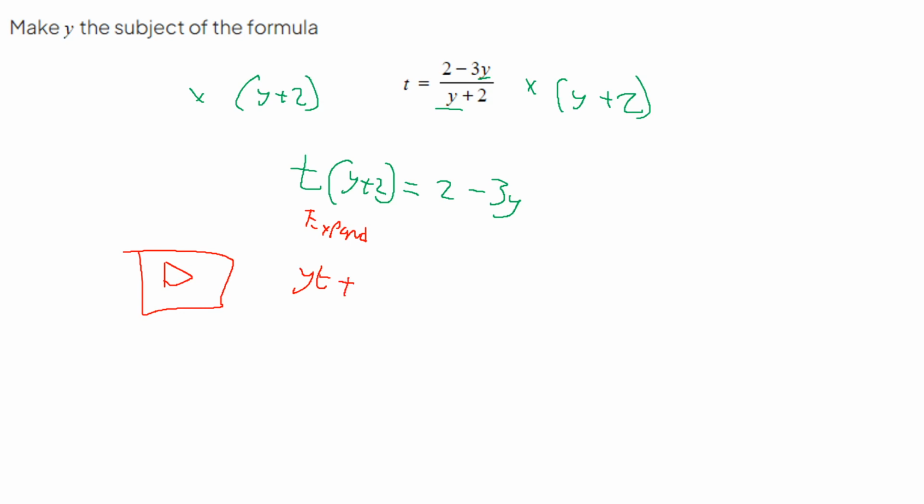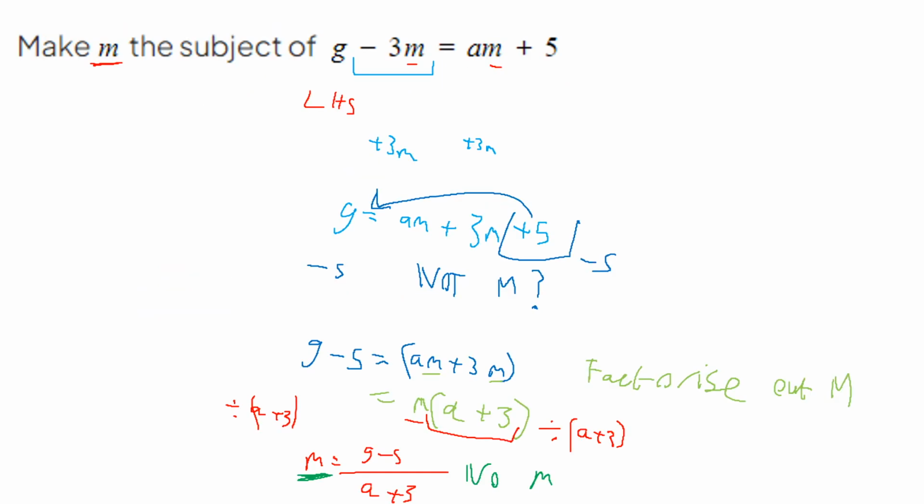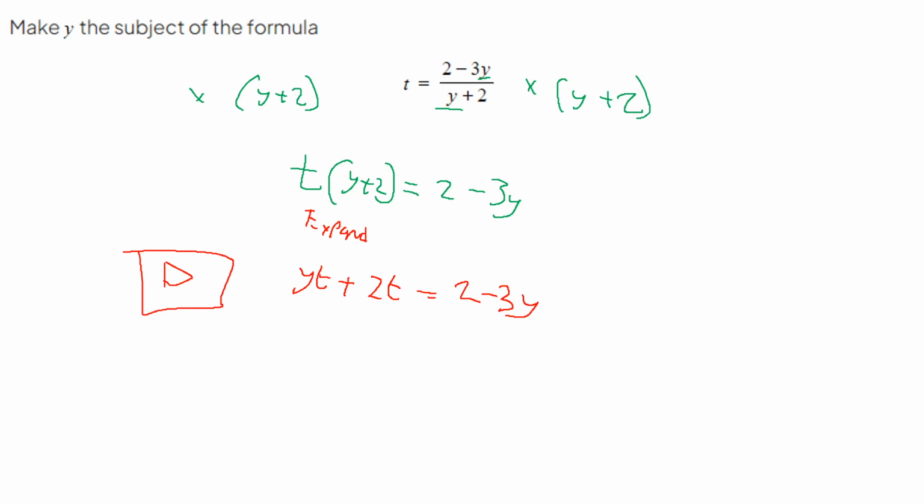Yt plus 2t is equal to 2 minus 3y. And now, once again, we want to put all the y's on one side and all the non-y's on the other side. Let's look at this left-hand side. Which one of these terms is not y? Exactly, it's the 2t. So let's put it on the other side by minusing 2t. So yt is equal to 2 minus 2t minus 3y.